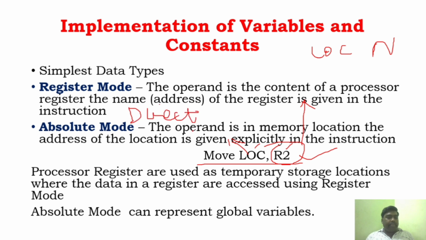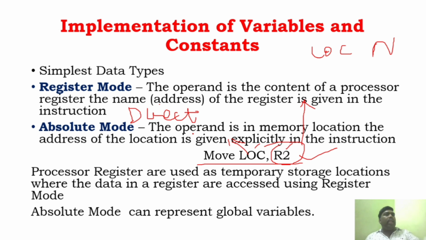And you already know the processor will have processor registers, correct? The general purpose registers. The whole idea of using general purpose registers is for temporary storage, and it will speed up the execution, okay? And absolute mode can be used to represent global variables, okay?